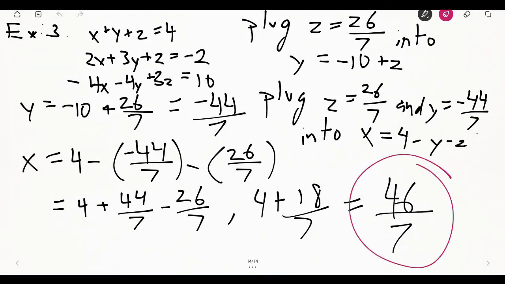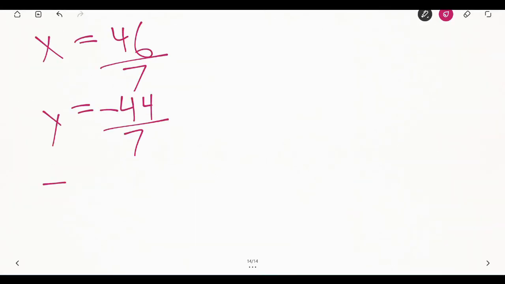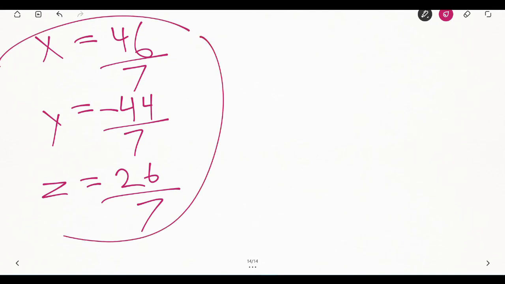So our final answer is x equals 46 over 7, y equals negative 44 over 7, and z equals 26 over 7.